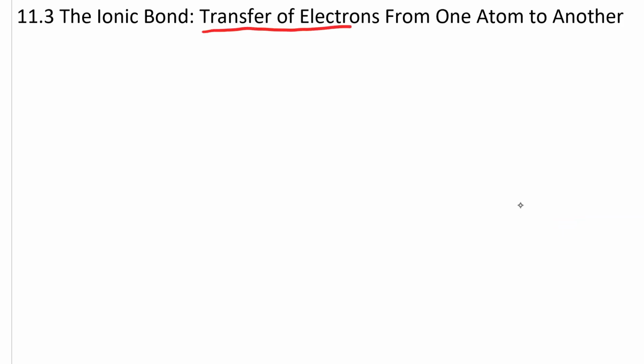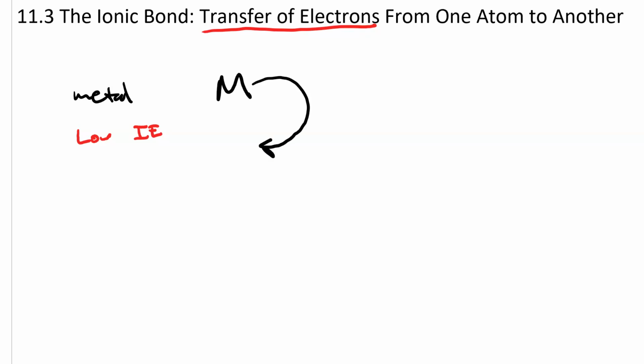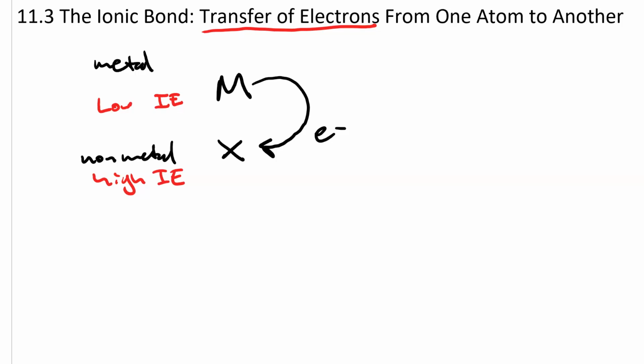An ionic bond involves transfer of electrons. Our metal atom M has a low ionization energy, which means it's not going to be holding on to its electrons very hard. Our nonmetal atom X has a high ionization energy, so it likes to receive the electron.